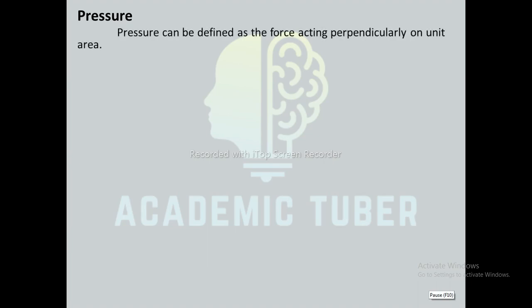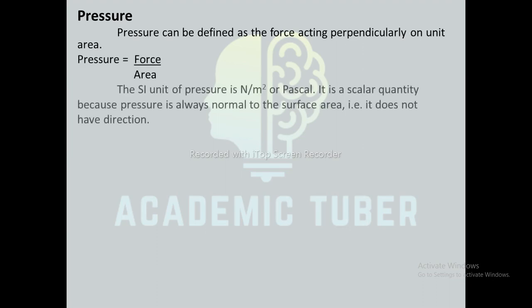Pressure. Pressure can be defined as the force acting perpendicularly on unit area. Mathematically, pressure equals force by area. The SI unit of pressure is Newton per meter square or Pascal. It is a scalar quantity because pressure is always normal to surface area, that is, it does not have direction.